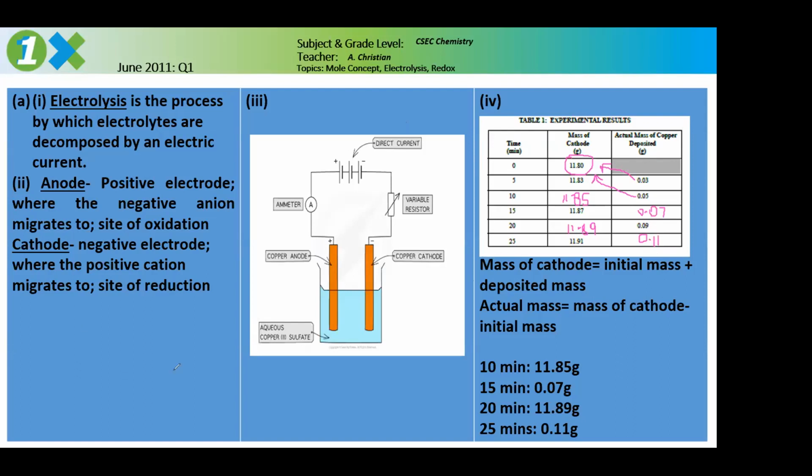Now, if you remember when I said earlier, this would be impure. During the reaction, this impure substance will start to dissociate, disintegrate. Therefore, the impurity will fall to the bottom, and the copper will now get lodged here. So this will get larger, and this will get smaller. This is what it is showing you when it says mass deposited. So this is originally 11.80. At 5 minutes, this is 11.83. At 10 minutes, this is 11.85.